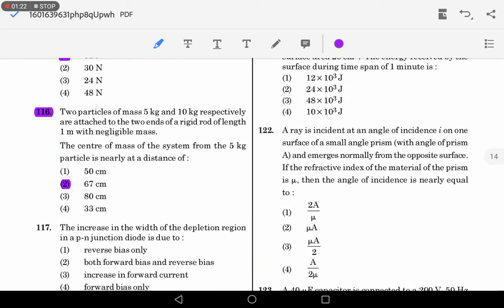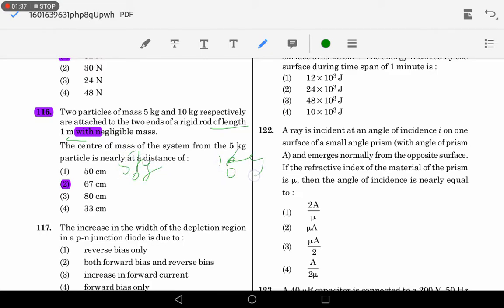Next question. Two particles of mass 5 kg and 10 kg respectively are attached to the two ends of a rigid rod of length 1 meter with negligible mass. The 5 kg mass and 10 kg mass are both attached together with a rod of negligible mass, and they are at a distance of 1 meter. So the center of mass of the system from the 5 kg particle is nearly at a distance. Center of mass from the 5 kg. So take the origin as the 5 kg mass. Choosing an origin also plays an important role in these kinds of questions.